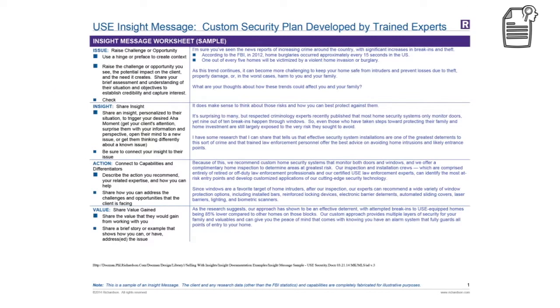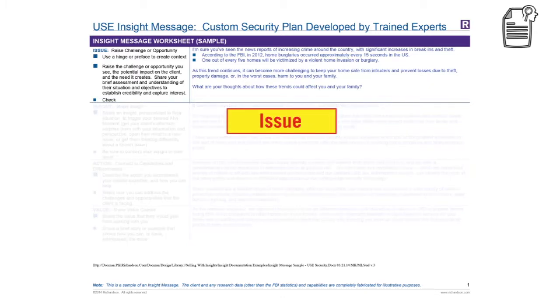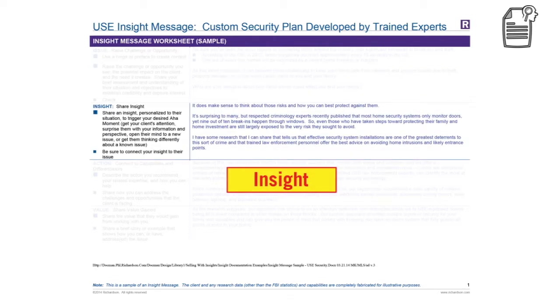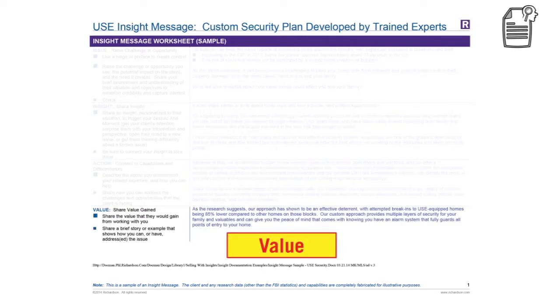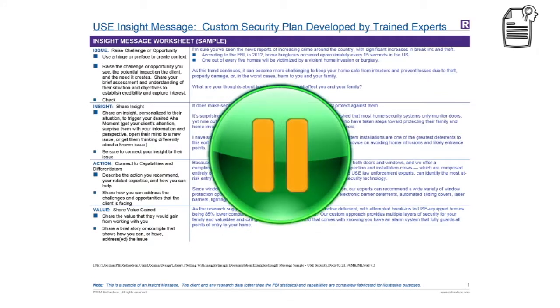Let's walk through the different sections of the Insight Message Worksheet. The first section is the issue. The issue encompasses the buyer's challenge or opportunity, the impact, and the need. The next section is the insight you will share to spark the aha moment in the mind of the buyer. Then comes the action that you will recommend. Finally, the value that the buyer will gain by taking the action you recommend. Take a moment to pause this video to review the sample Insight Message Worksheet that you will use in your upcoming program.